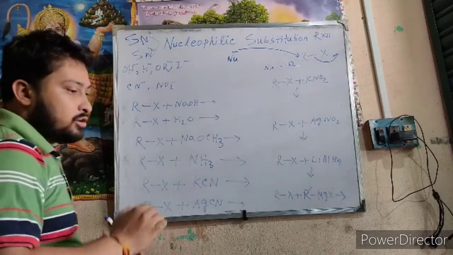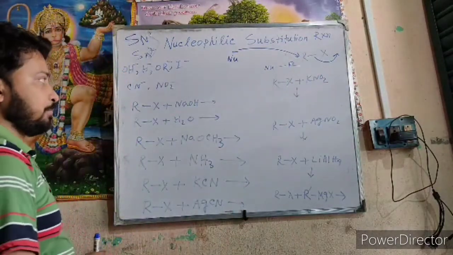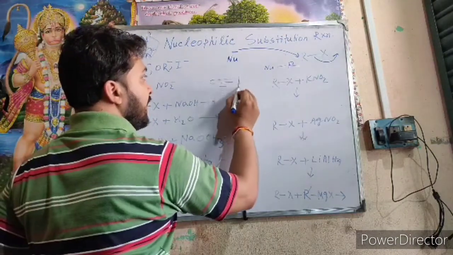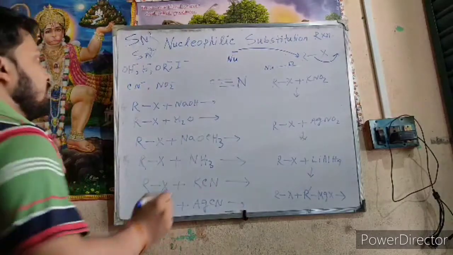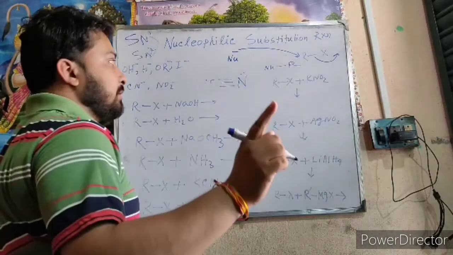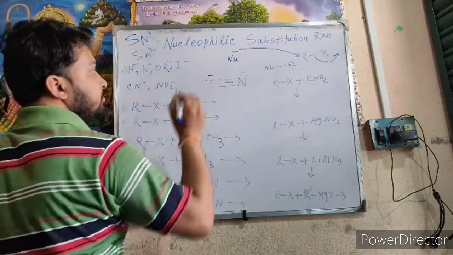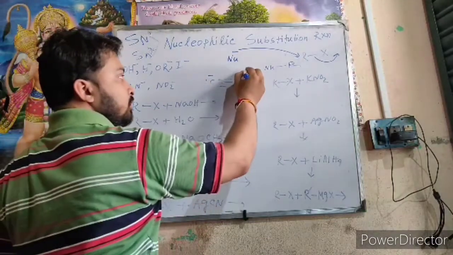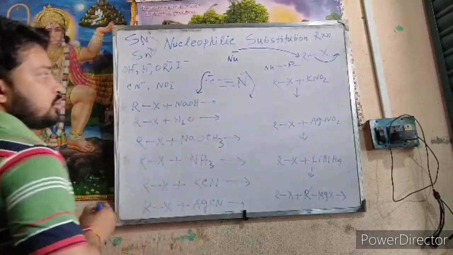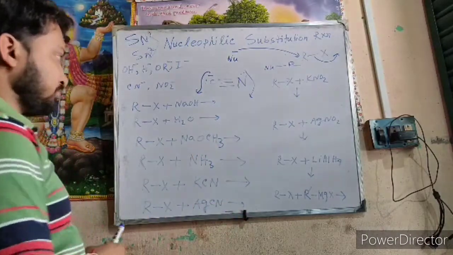Monodentate means they can donate one electron pair to perform this nucleophilic substitution reaction, and ambidentate means, take C triple bond N. Nitrogen has 5 electrons in the last shell, 1 2 3 4 5, and this is minus. So N can donate its lone pair and carbon can donate its negative charge. So this is called ambidentate.